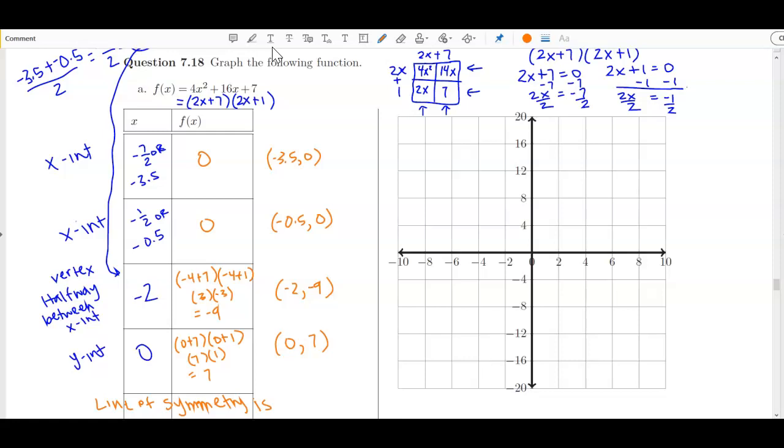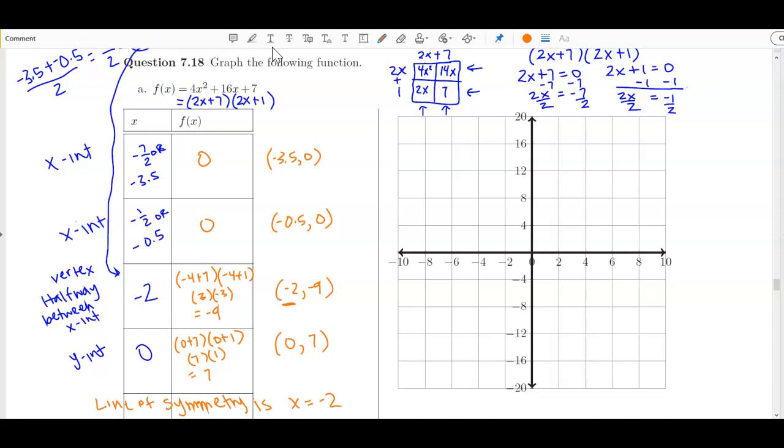So when I graph this, first of all, where would my line of symmetry be? Can somebody unmute yourself and tell me where that line of symmetry would be? x equals -2. Okay, and how did you know that's where it's at, x equals -2? Because that's our vertex. Yeah, that's the x-coordinate of your vertex, and so that's going to be the same thing here.